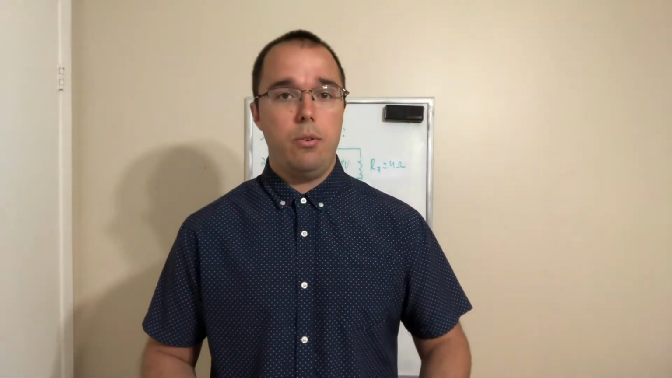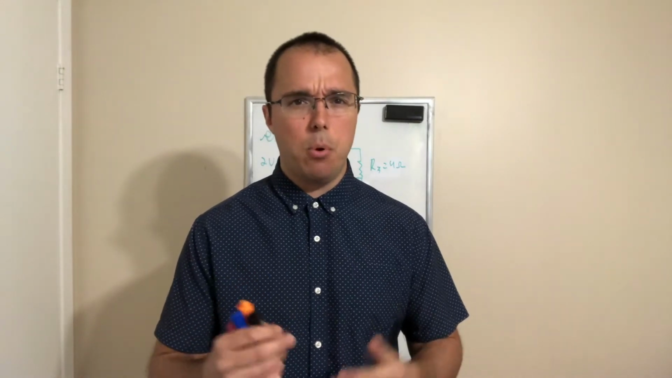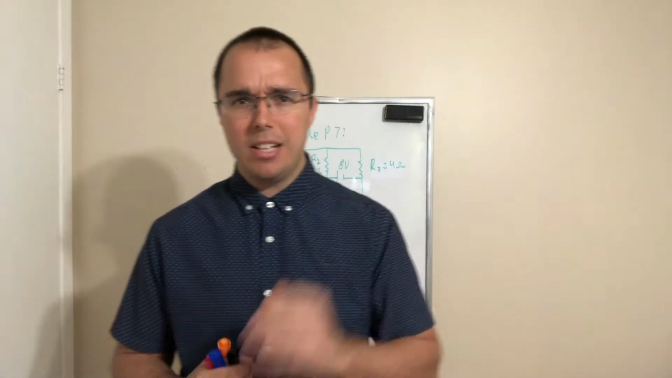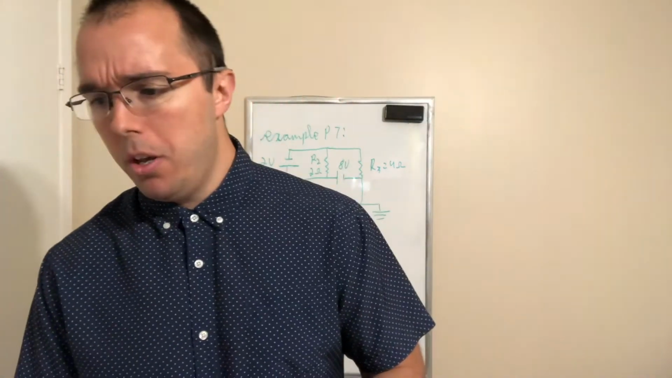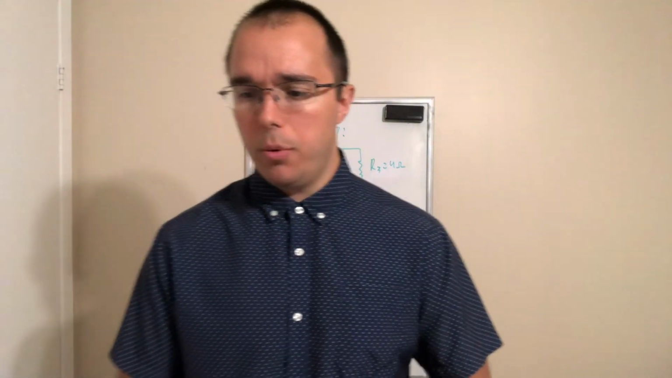All right, hi everyone. Let's solve the first example in chapter 6. It is the example given on page 7. Let's read the question first. Example: using the previous assumption in an Ohm's law table, find the current through each resistor.